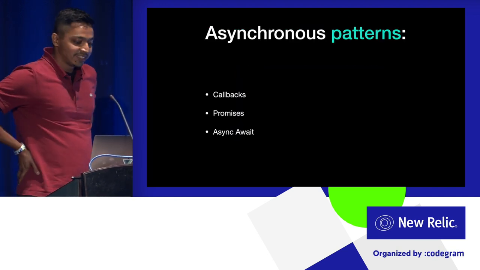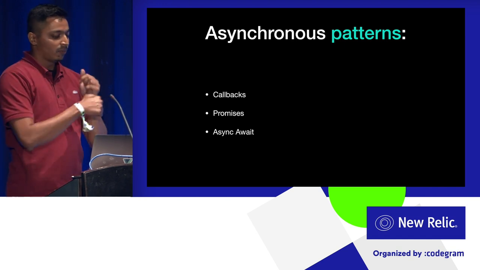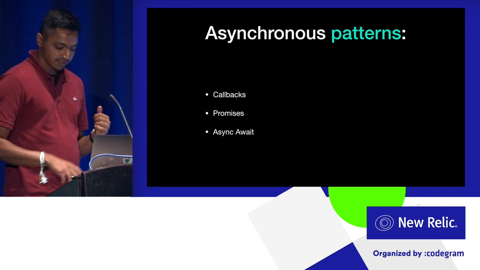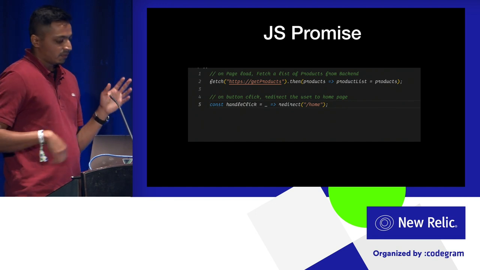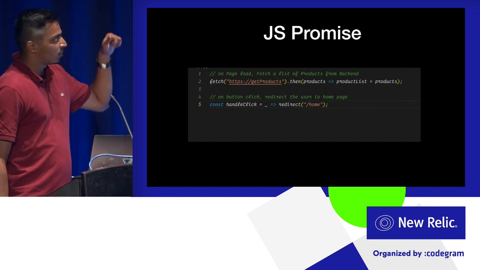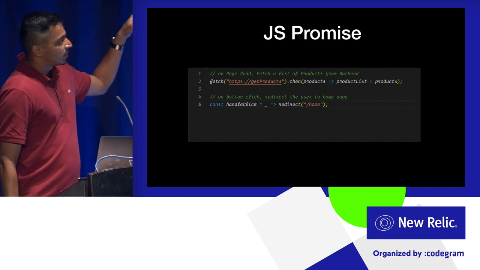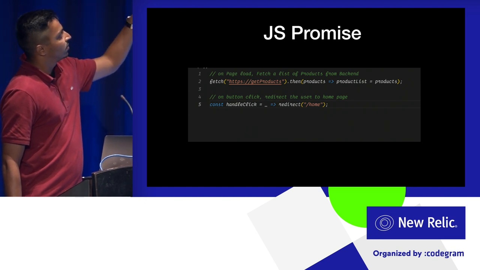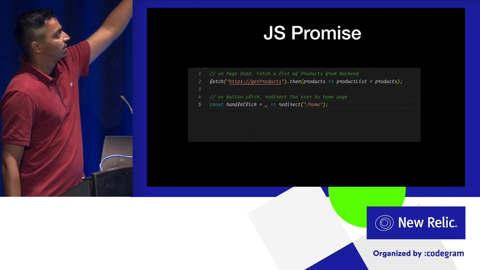So some of the asynchronous patterns in JavaScript are callbacks, promises, async await. So now we can refactor line 2 to use a promise. And JavaScript engine will not wait to execute line 5 when line 2 is still executing.